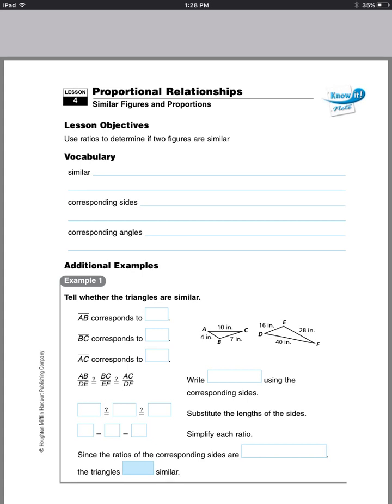So, example 1: tell whether the triangles are similar. We have AB, and I'm going to put a mark here for AB in red. We have line BC, I'm going to put a blue mark there, and a green mark on AC. Okay? So AB, which we marked in red, corresponds with DE. And we know that because AB is the shortest side and DE is the shortest side over here.